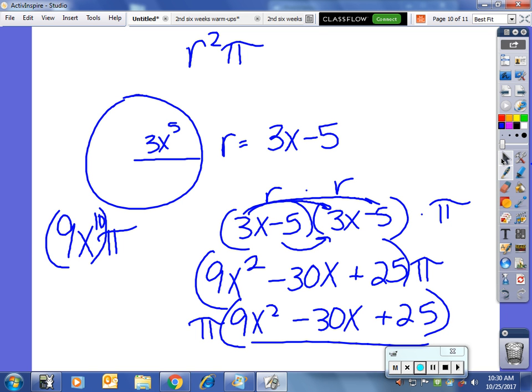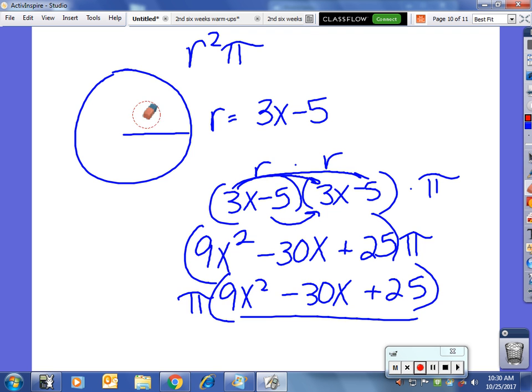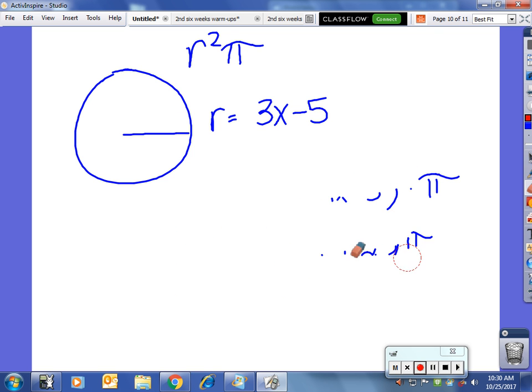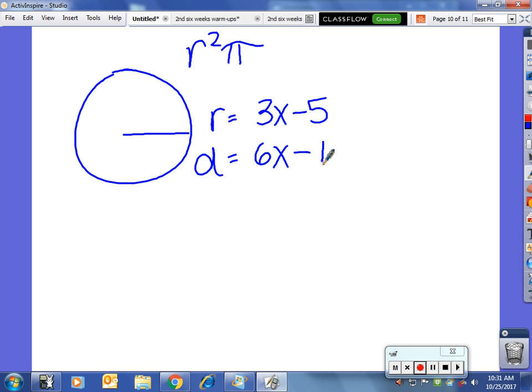Okay, then circumference. Circumference is pi times diameter. I didn't give you the diameter, I gave you the radius. So all you've got to do to find the diameter is double it. If the radius is 3x minus 5, what's the diameter? 6x minus 10. And then you just stick a pi on it, but be careful.